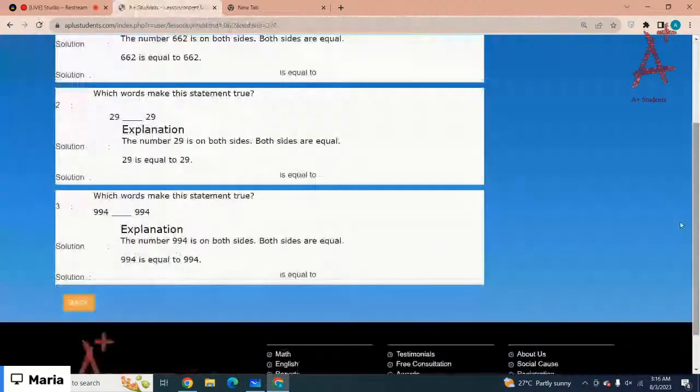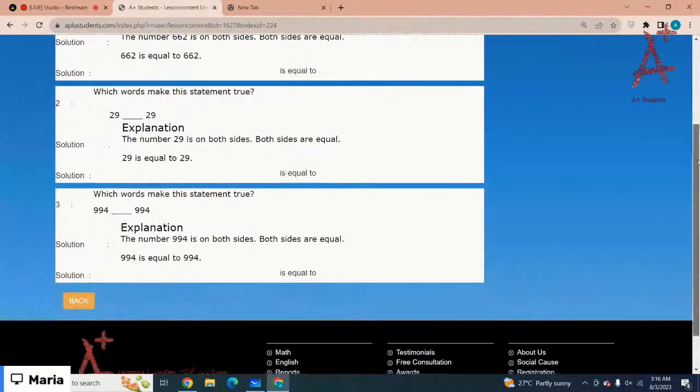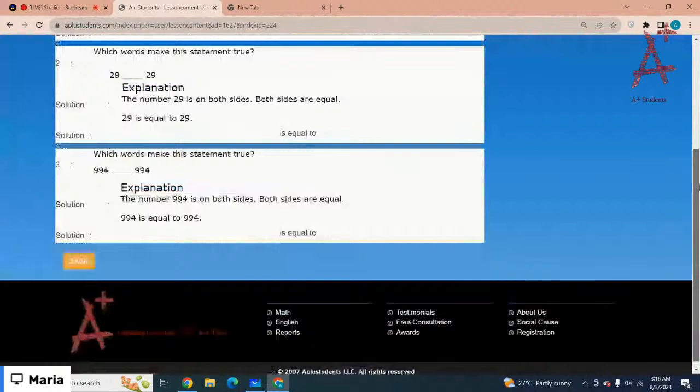Okay, the next example: which words make the statement true? Again, 29 and 29 are exactly equal because both the numbers are the same, so both sides are equal. Okay, then you have: which words make the statement true? 994 and 994, again they both are exactly equal. Let's just start with the practice questions.